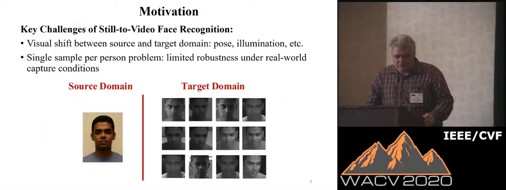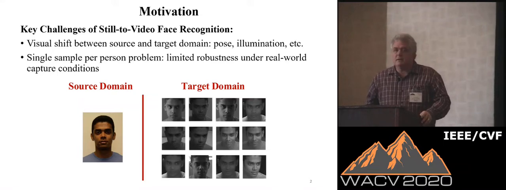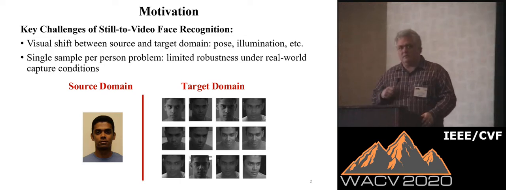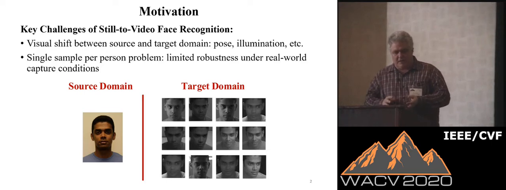Hello, I'm Granger. This paper is about still-to-video face recognition. The main challenge there is domain shift between source and target domain. In the source domain, we're looking at providing one reference still per person. In the target domain, we have an abundant amount of video faces that we can exploit for design.